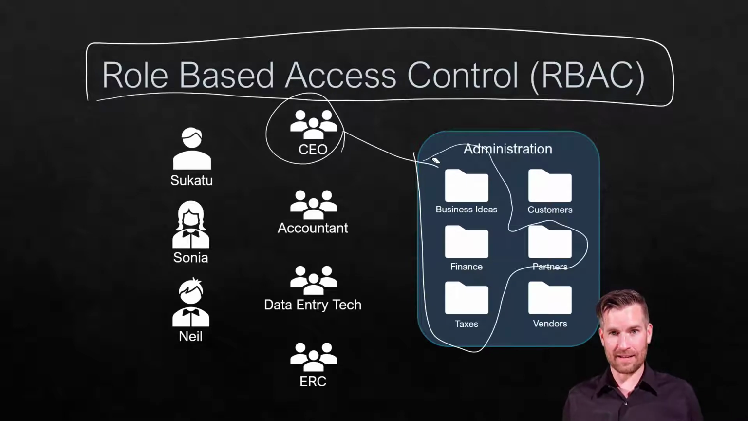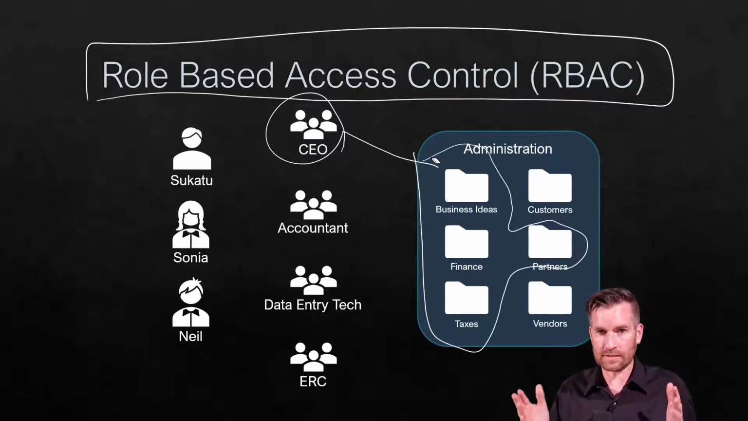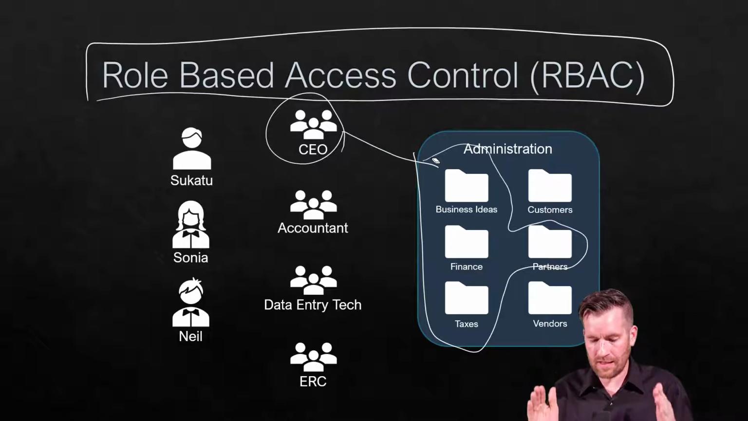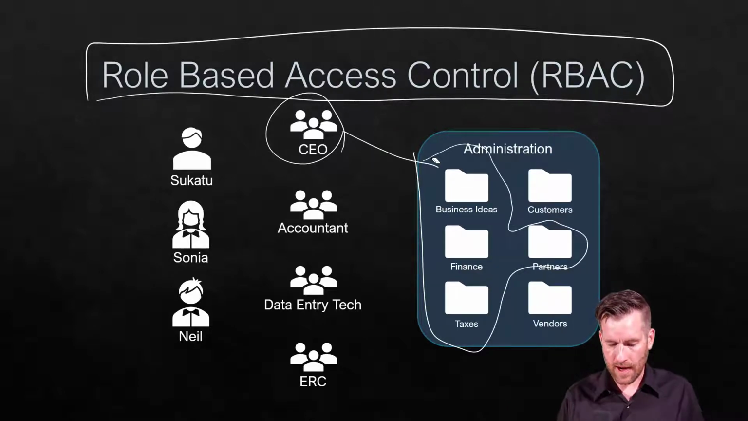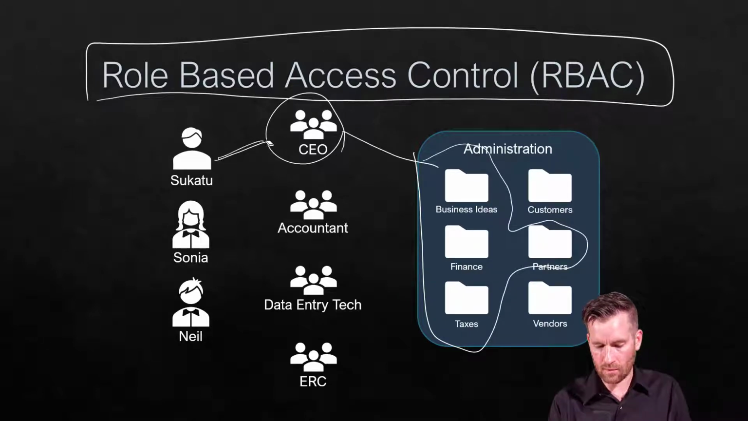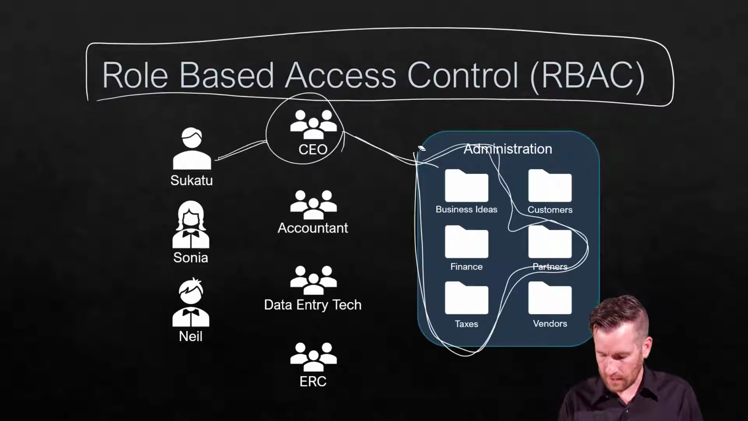Once again, it makes sense. Well, the CEO should have access to everything. Well, not necessarily. Once again, if his account got compromised, then everything would be compromised. So maybe we just give him access to those things he needs access to. And then perhaps in our example here, Saketu is the CEO. So we assign the role of CEO to Saketu, and now he can have access to those resources.